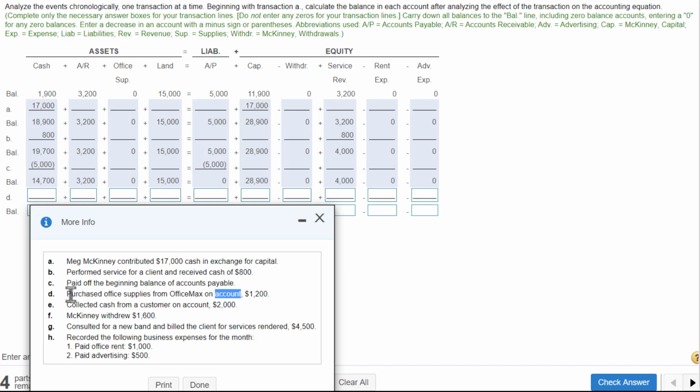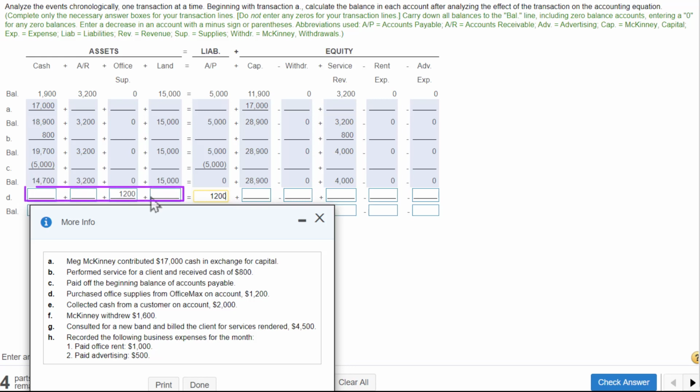In this transaction, I like to start with office supplies because it's the easiest one for students to understand. Which way are office supplies going if we purchase them? Office supplies are going up by 1,200. Did we pay cash? No, it says we bought on account. So that means we are promising to pay later, which means we have to increase our accounts payable because we now have debt.